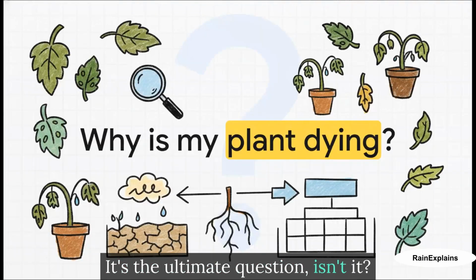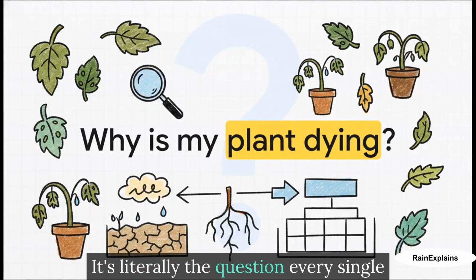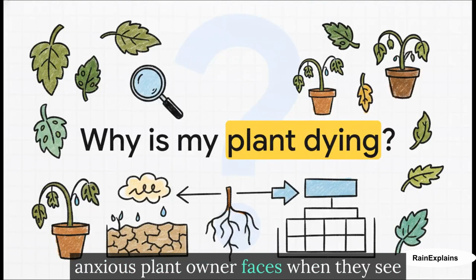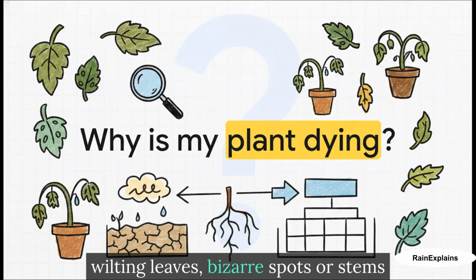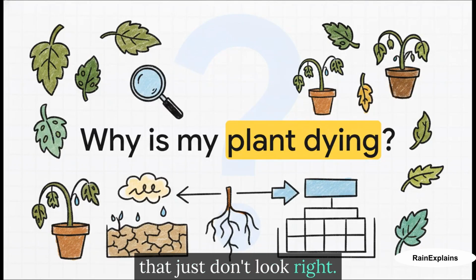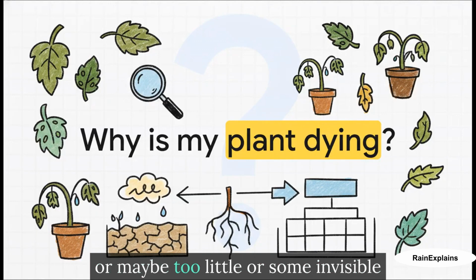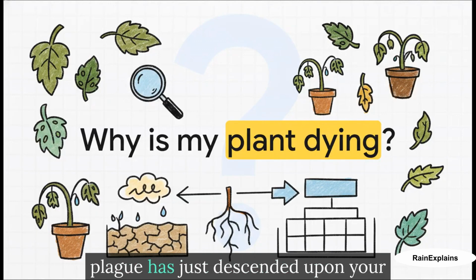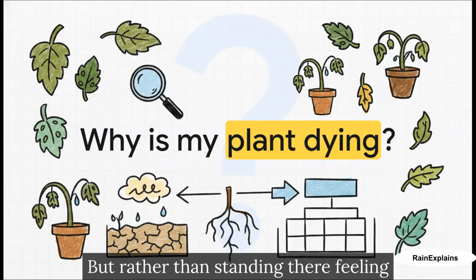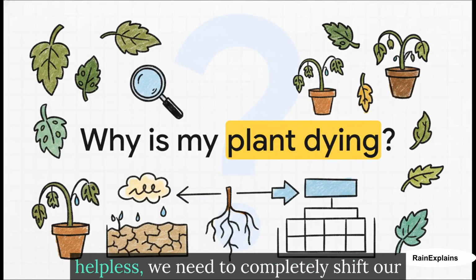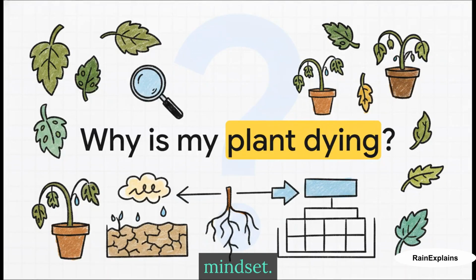It's the ultimate question, isn't it? It's literally the question every single anxious plant owner faces when they see wilting leaves, bizarre spots, or stems that just don't look right. Your heart drops. You wonder if you watered it too much, or maybe too little, or if some invisible plague has just descended upon your garden. But rather than standing there feeling helpless, we need to completely shift our mindset.